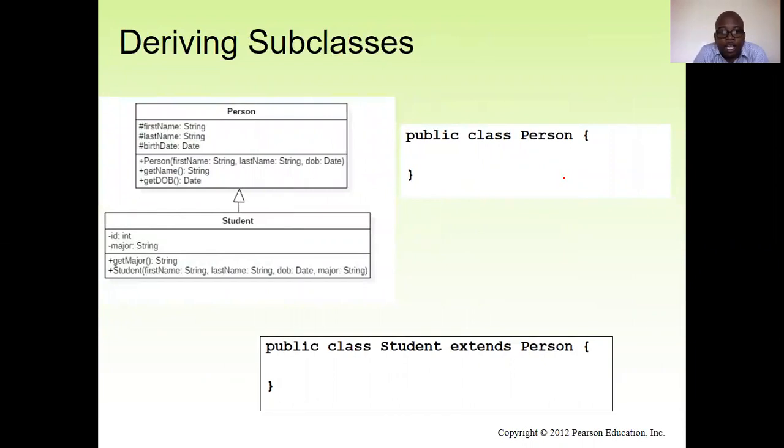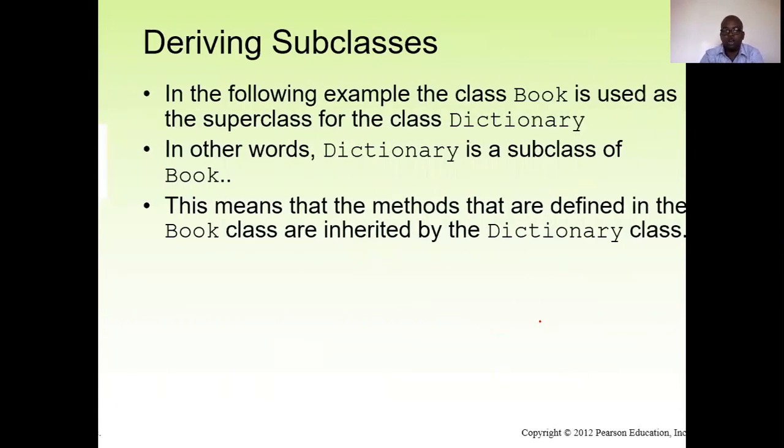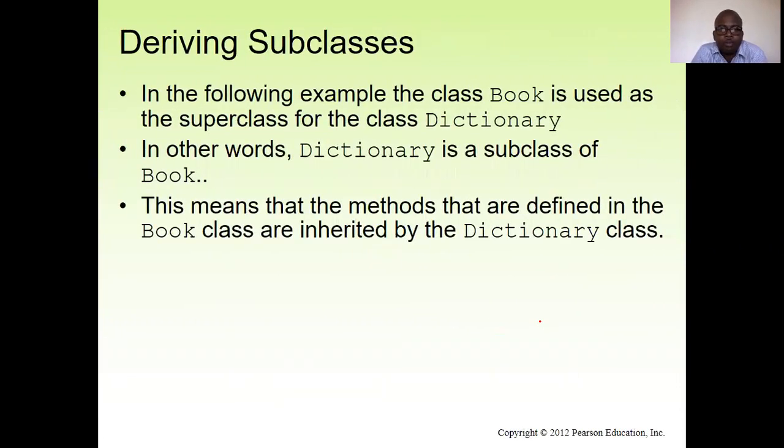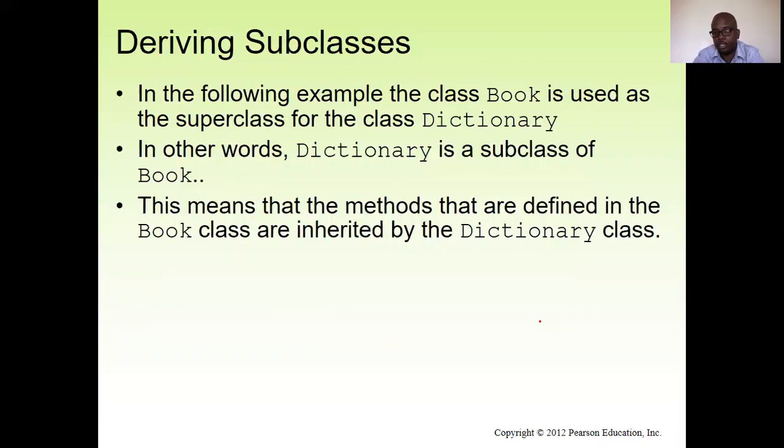All right. And the same thing with the person student class. We would have to create the student class first, the person class first here, and then down here we say public class student extends person. Okay, and then we start our body. All right. Now, in the following example, we're going to look at book and dictionary. In other words, dictionary is a subclass of book. This means that the methods that are defined in the book class are inherited by dictionary.